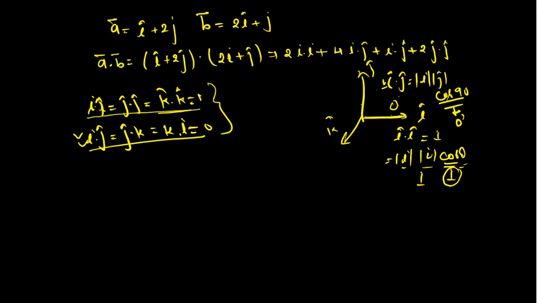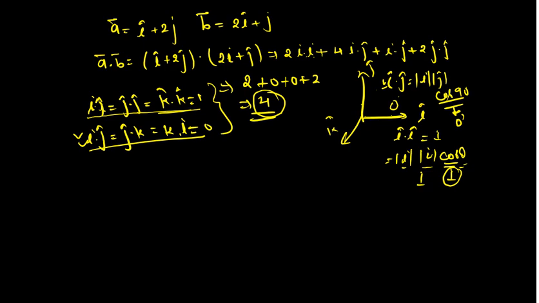So in that case, my output will come: i dot i will become 1, so 2, this will become 0, this will become 0, plus 2. So the answer will be 4. The dot product answer is 4 because it is a scalar quantity, and we have just seen the dot product of two vectors is always a scalar quantity. Clear? Now if we want to calculate the cross product, it is something like this only. So I will take this one only.